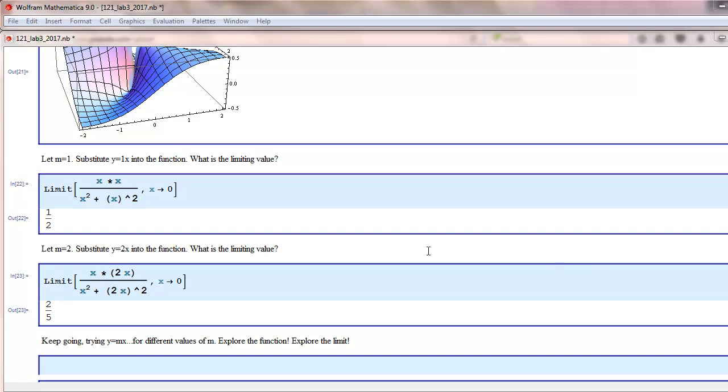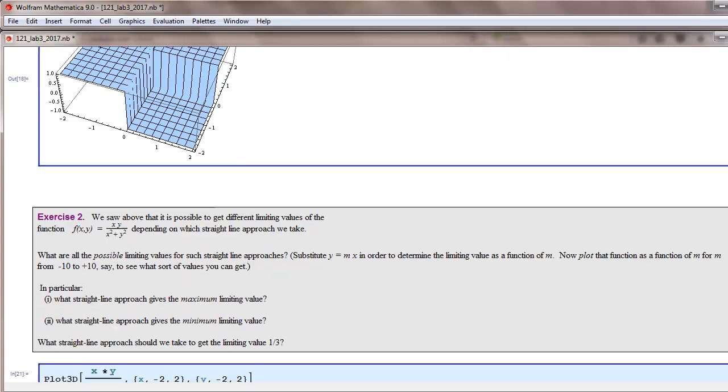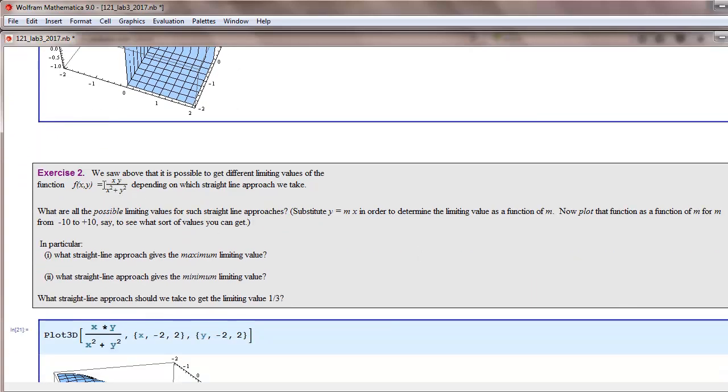So to continue with part 3, we were trying to answer this question about the function f(x,y) = xy over x squared plus y squared. The question is, what are all the possible limiting values? Like, what kinds of limits can you get? What kinds of z values can you get for straight line approaches of the form y equals mx? And the hint is, substitute y equals mx in order to determine the limiting value as a function of m.